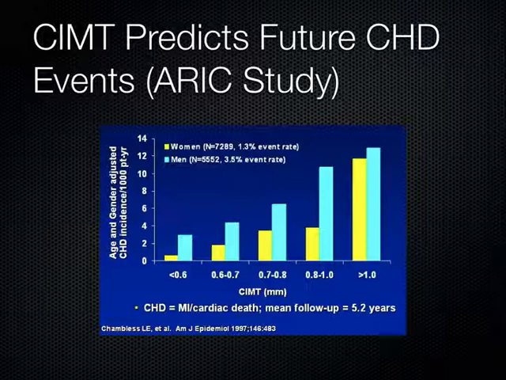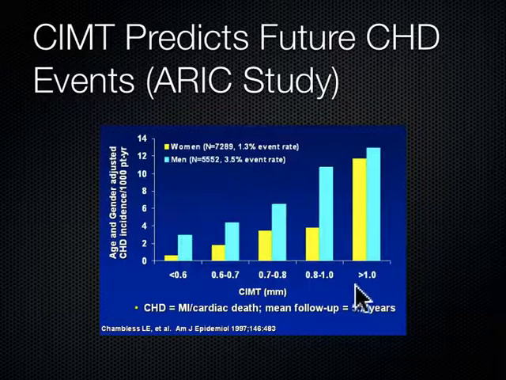They took 7,200 women and 5,500 men, aged 45 to 64 years, who were free of coronary heart disease at baseline. And then they monitored their CIMTs, their carotid intimal medial thicknesses, over 5.2 years. As an endpoint, they used death or heart attacks. And basically, if you had a CIMT greater than 1.0, whether you're male or female, you ended up in a very high risk category for having a serious event. So that's sort of a cutoff.